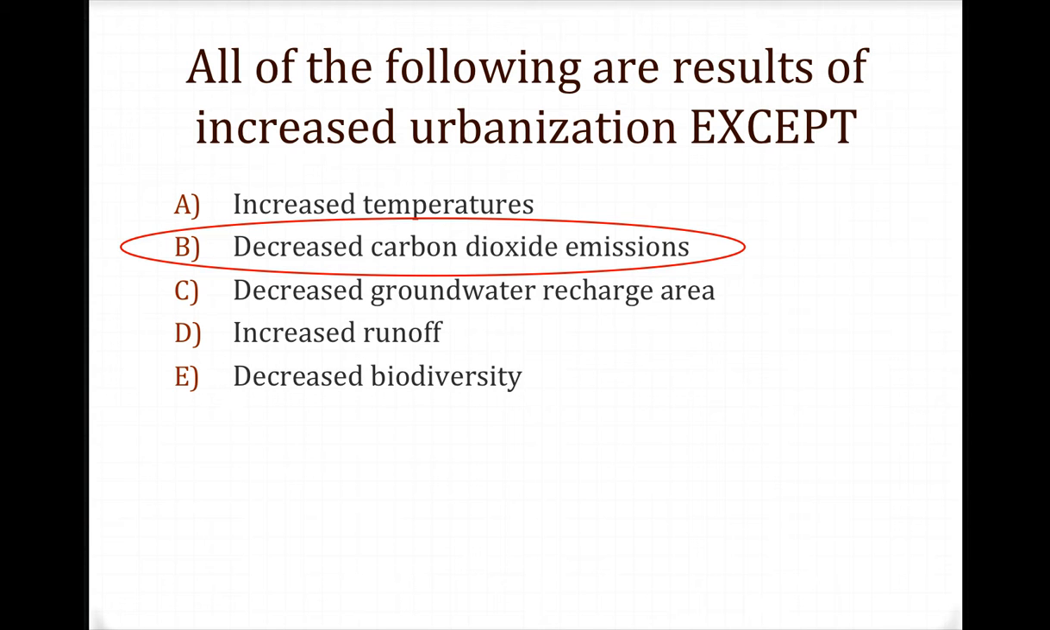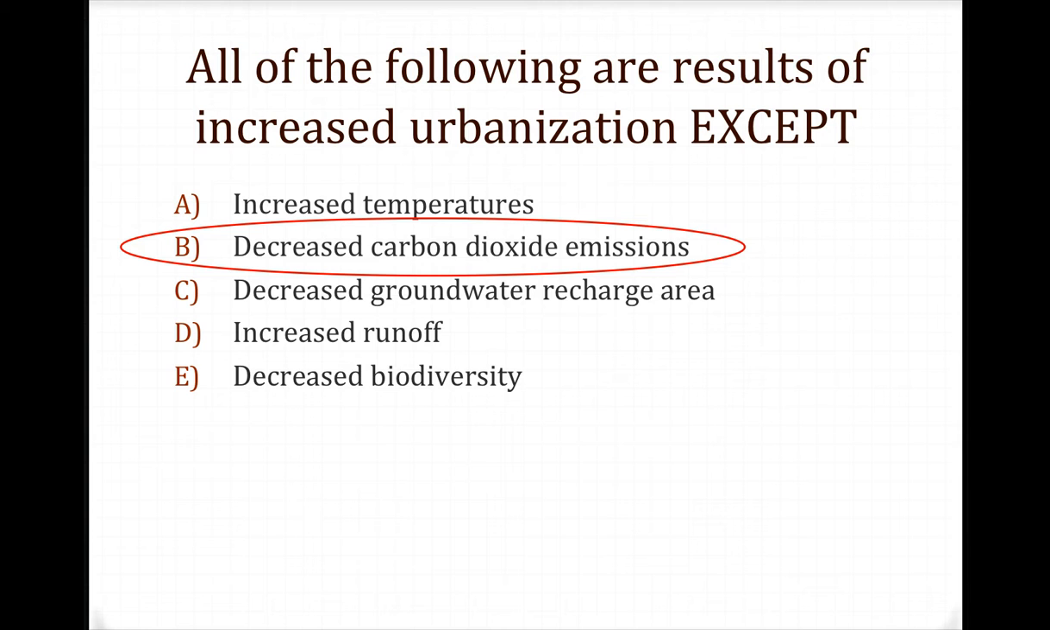All of the following are results of increased urbanization except decreased carbon dioxide emissions. This is because in urbanization we typically end up, like I said, burning more fossil fuels and cutting down forests. So both of those things would create increased carbon dioxide emissions, making B a false statement, which means it's our correct answer. So that means that A, C, D, and E are all true statements regarding urbanization, and it's important to take a look at those to make sure you understand what's going on.